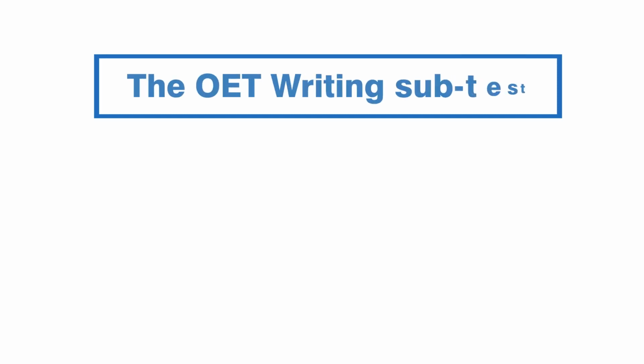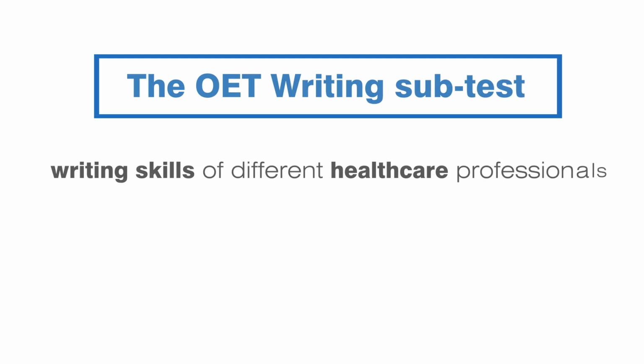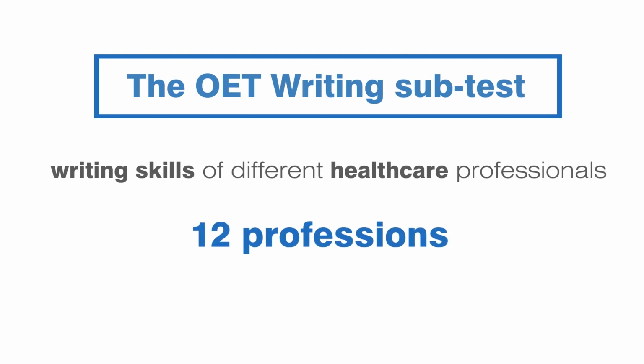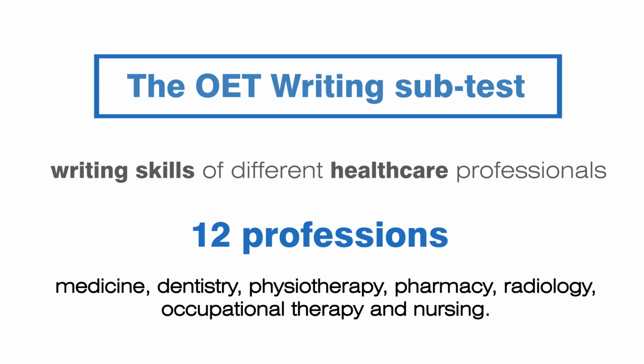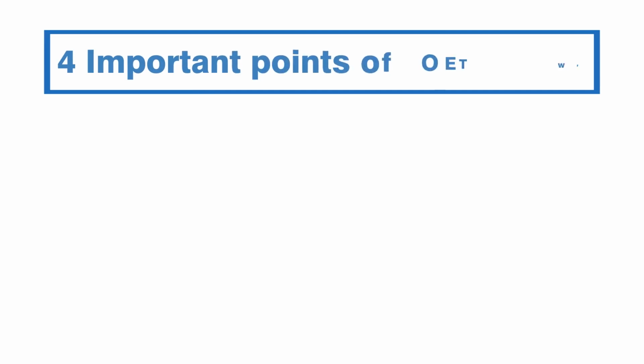The OET writing subtest is designed to test the writing skills of different healthcare professionals. The test is different for each of the 12 professions, including medicine, dentistry, physiotherapy, nursing, pharmacy, radiology, etc. In deciding on the structure of this test, the ability to use written English in a relevant professional context was the main consideration. Now we will discuss 4 important points of OET writing.